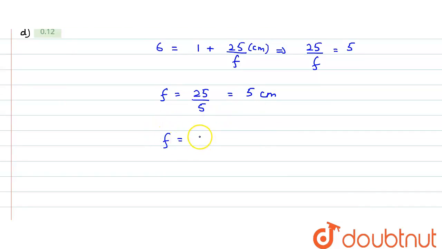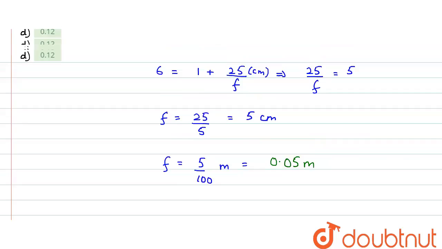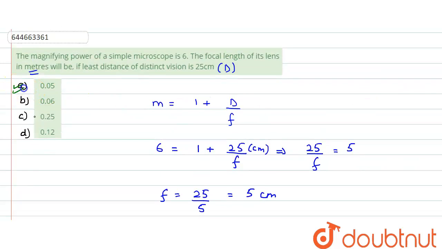So if we divide this quantity by 100, 5 divided by 100, our answer would be in meter. And what would be the answer? It would be 0.05 meters. So if we check which of the options is the correct option, our correct option is option A. Hope you understood this solution.